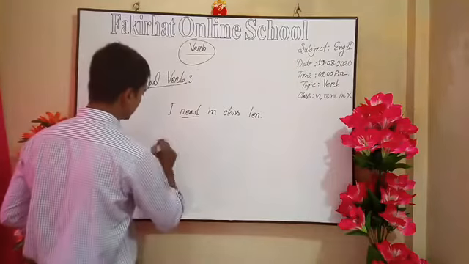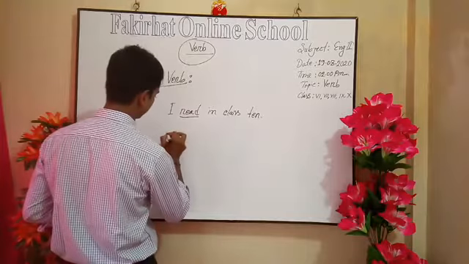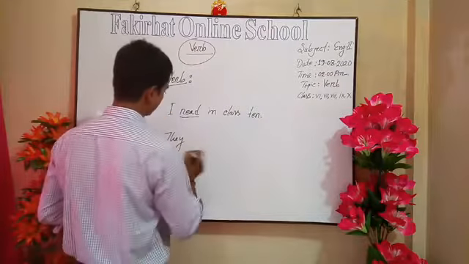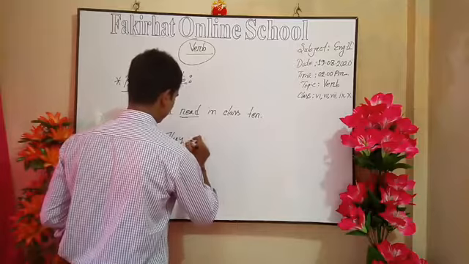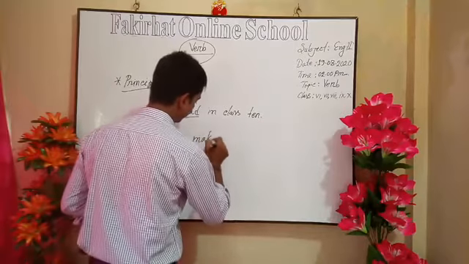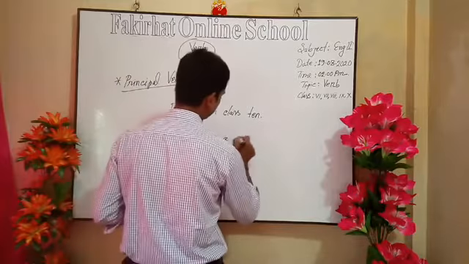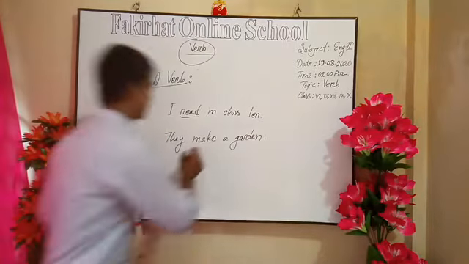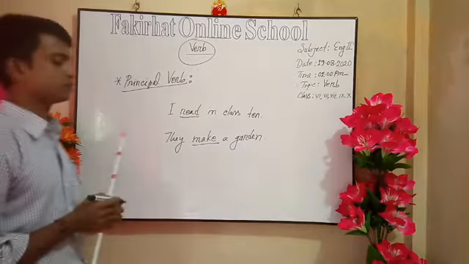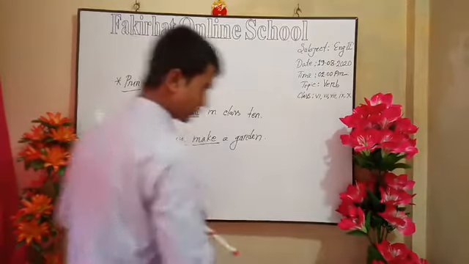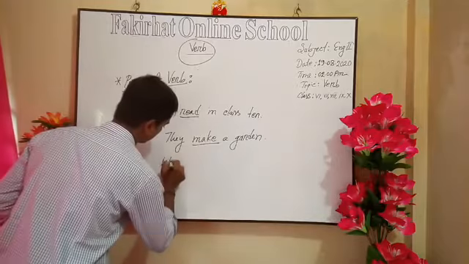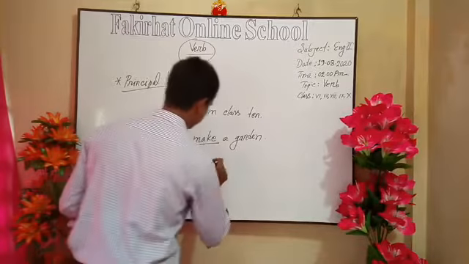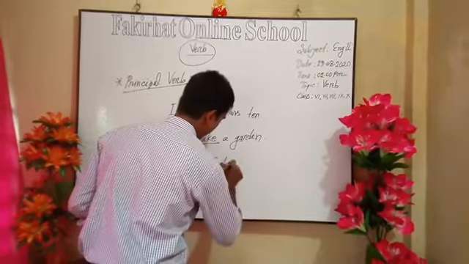In the next example, they make a garden. Here, this verb make is the principal verb. We learn English grammar.